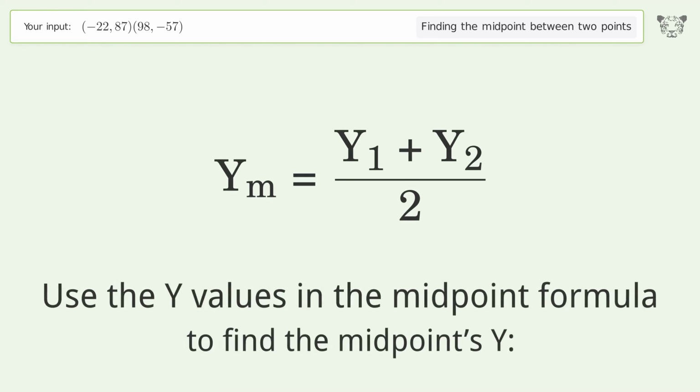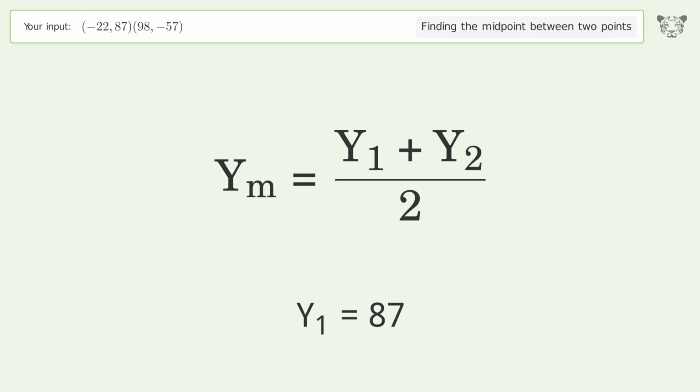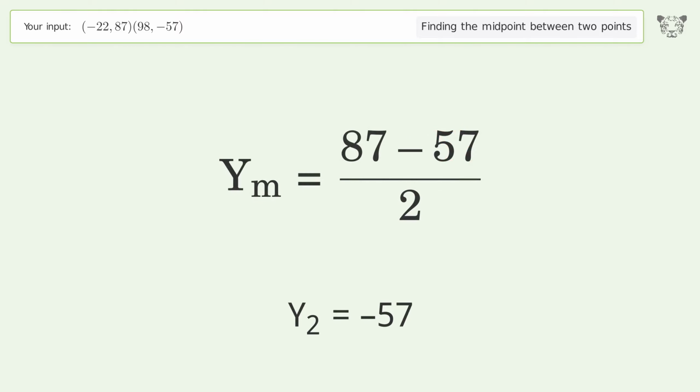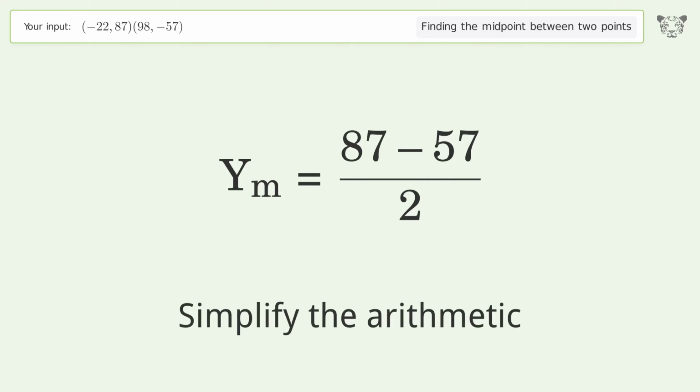Use the y values in the midpoint formula to find the midpoints y. y1 equals 87. y2 equals -57. Simplify the arithmetic.